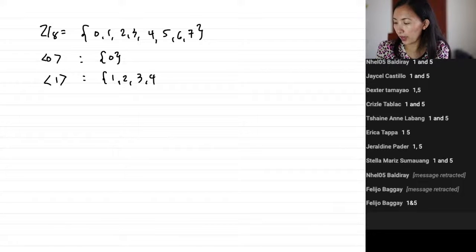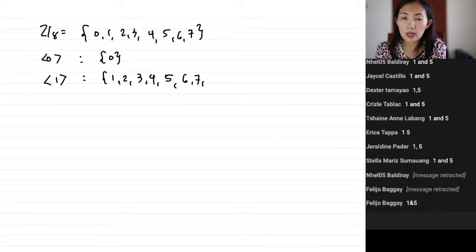4, 5, 6, 7, and 1 raised to 8. 1 raised to 8 means add 1 to itself 8 times. That's the same as 8 times 1, which is 8 modulo 8, which is 0. Okay, that's the identity element.